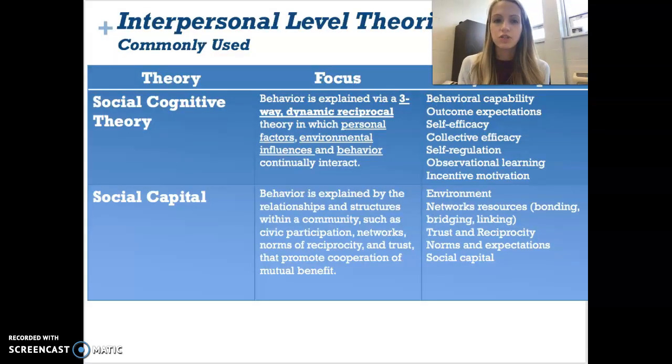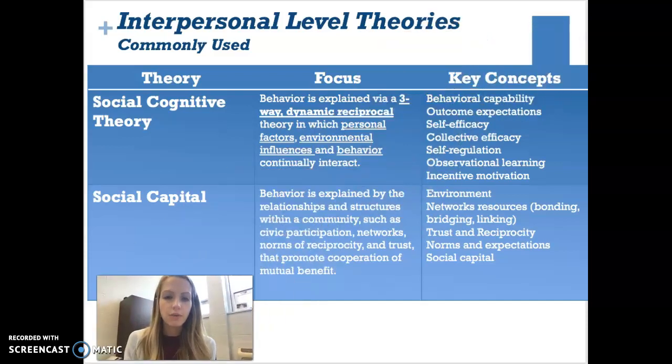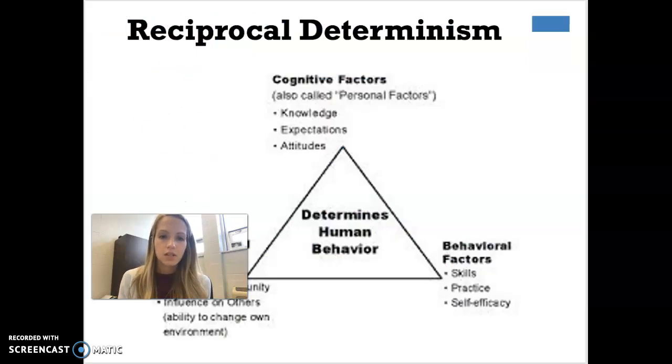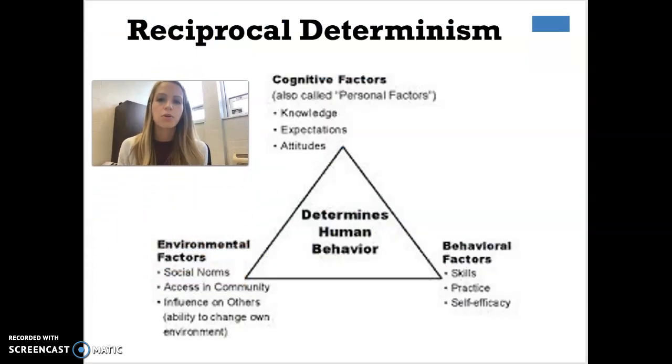So we're going to move on to interpersonal level theories. And the one that we're going to pinpoint the most here is the social cognitive theory. And here the behavior is explained via three-way dynamic reciprocal theory. And it's when personal factors, environmental influences, and behaviors continually interact. So the key concepts here are behavioral capability, outcome expectations, self-efficacy again is listed here, collective efficacy, self-regulation, observational learning, and incentive motivation.